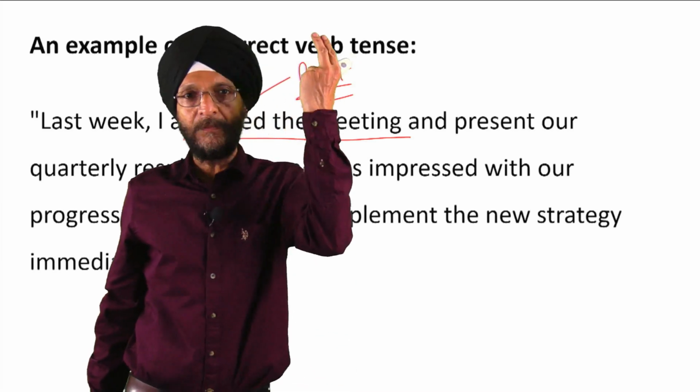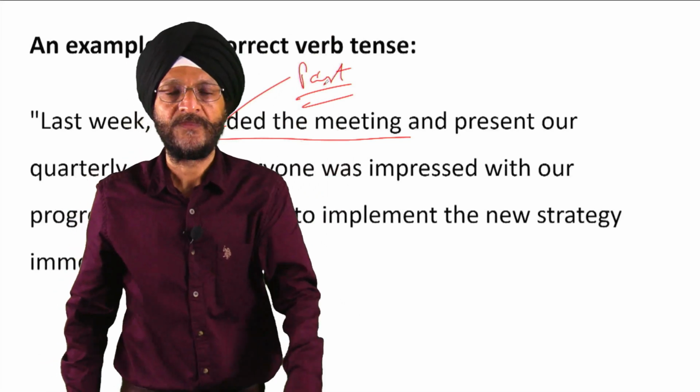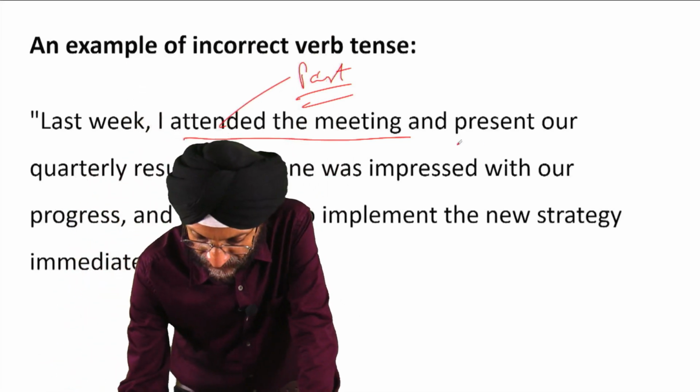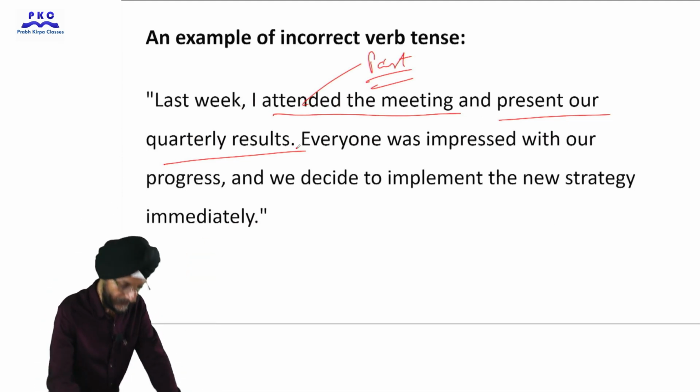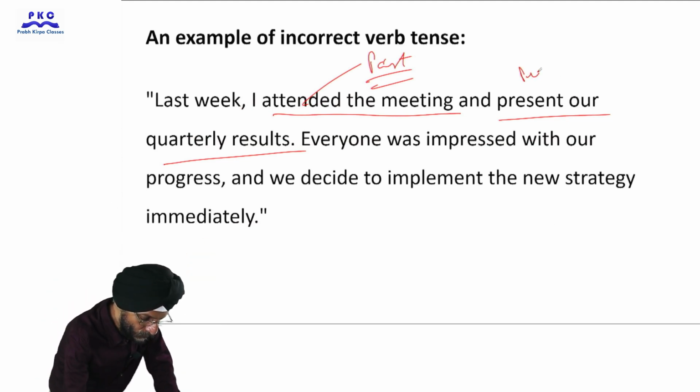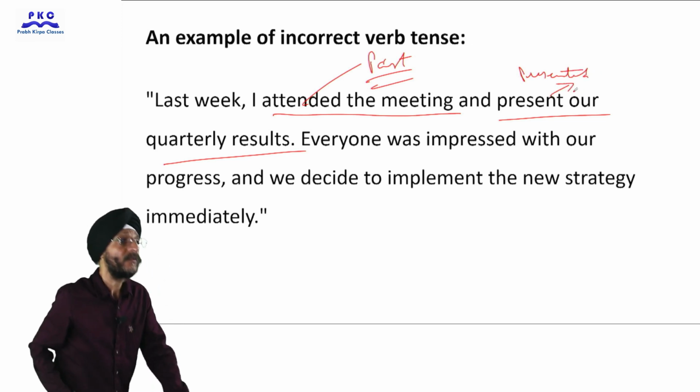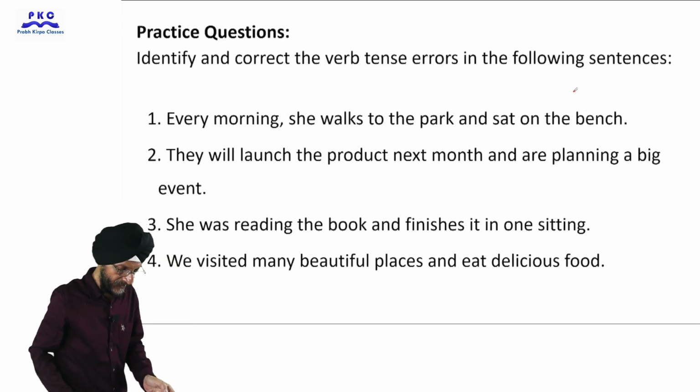An event occurred in the past. The meeting occurred in the past. "And present our quarterly results." That is, the results were presented in the meeting. So here, "present" is to be changed to the word "presented," because the results were presented in the past.